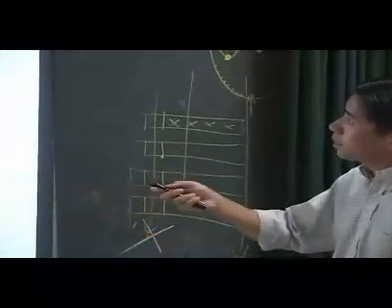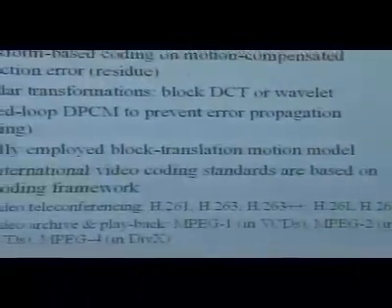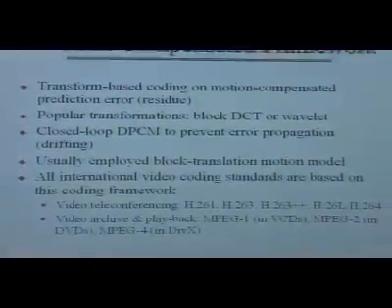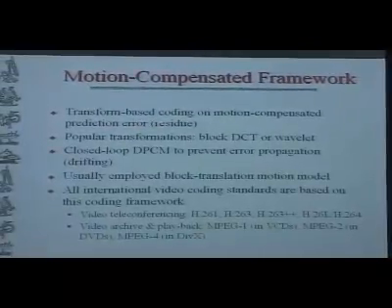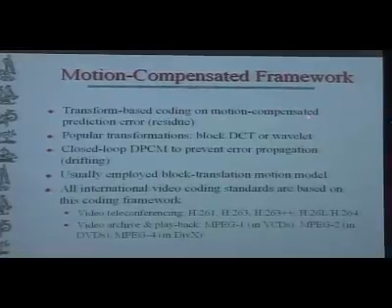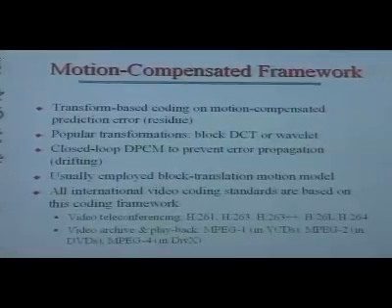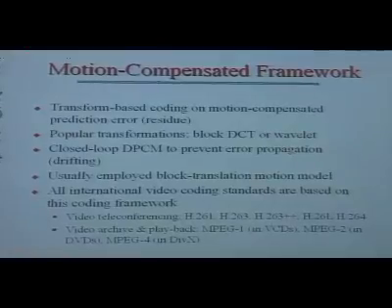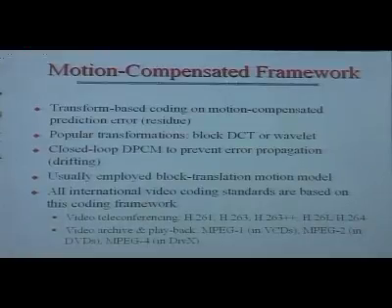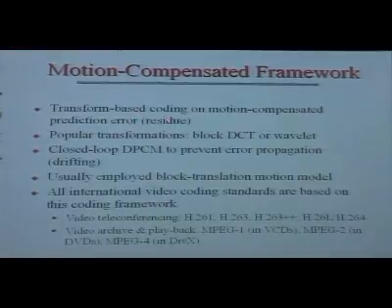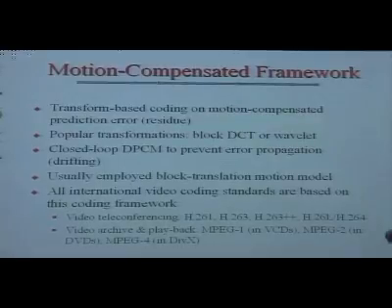Okay, so typically these are the main features that you would see in a very typical video coder. The main thing is we will do transform-based coding on the motion compensated prediction error. So we will do some motion estimation and do predictions. The result of the prediction, hopefully very small, will be fed into a transform-based codec, just like JPEG. So we don't do JPEG on the frame directly, we do it on the residue, the prediction error.